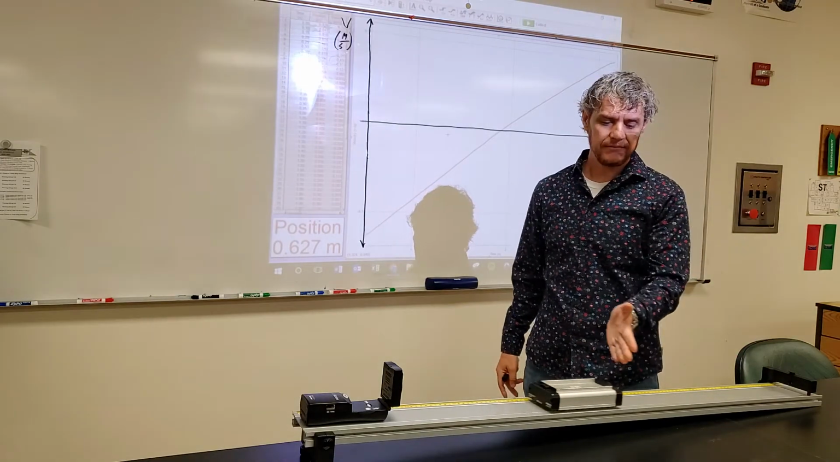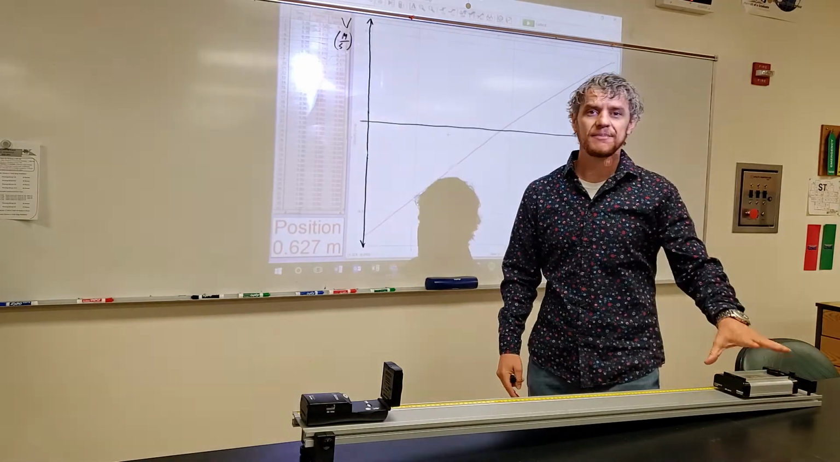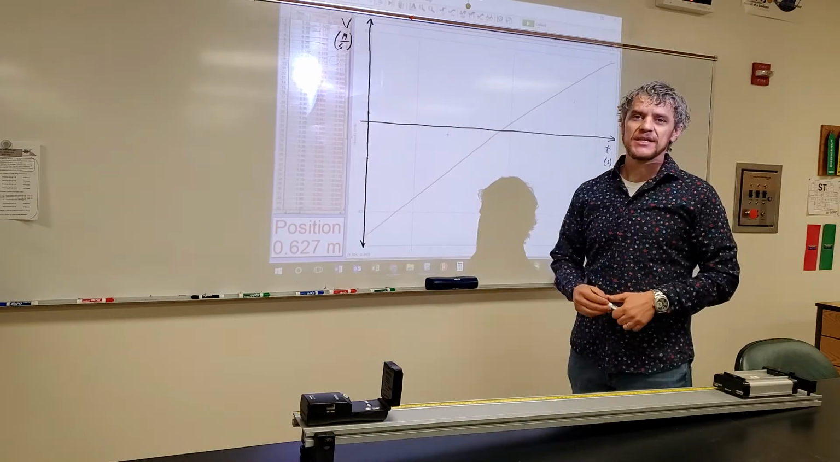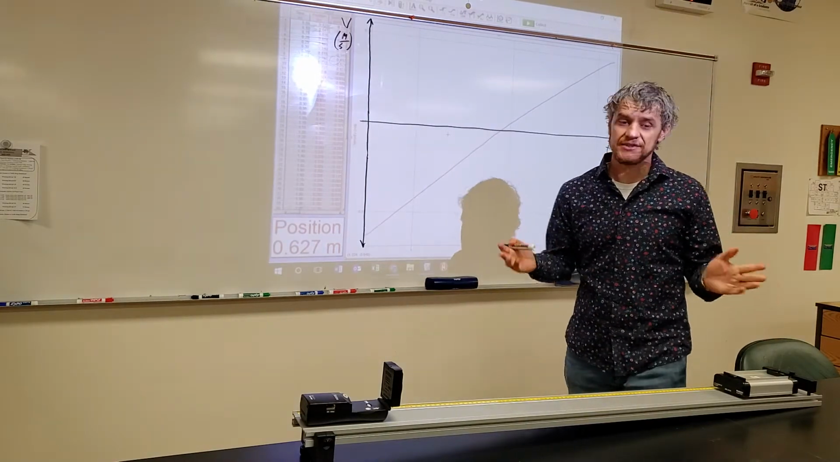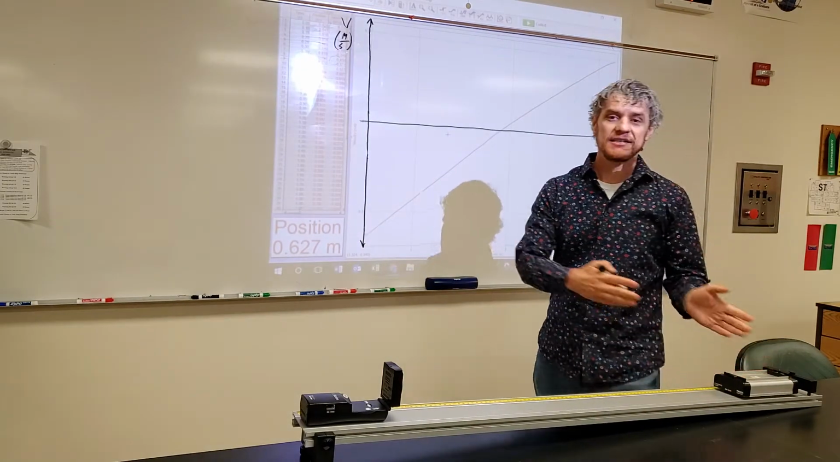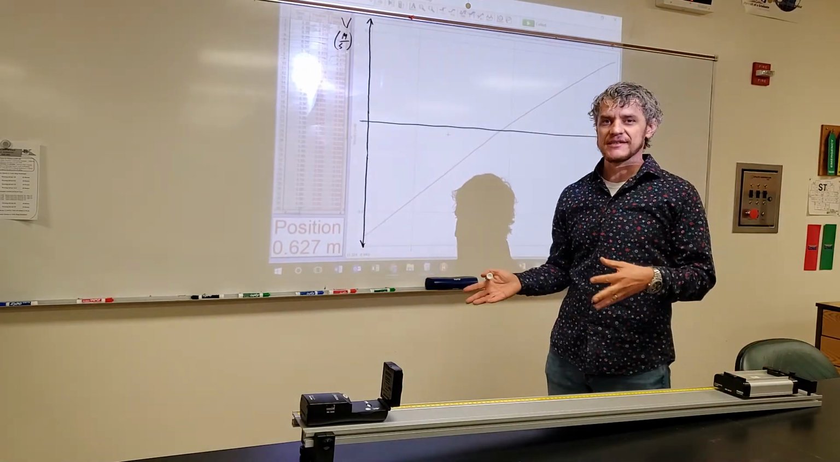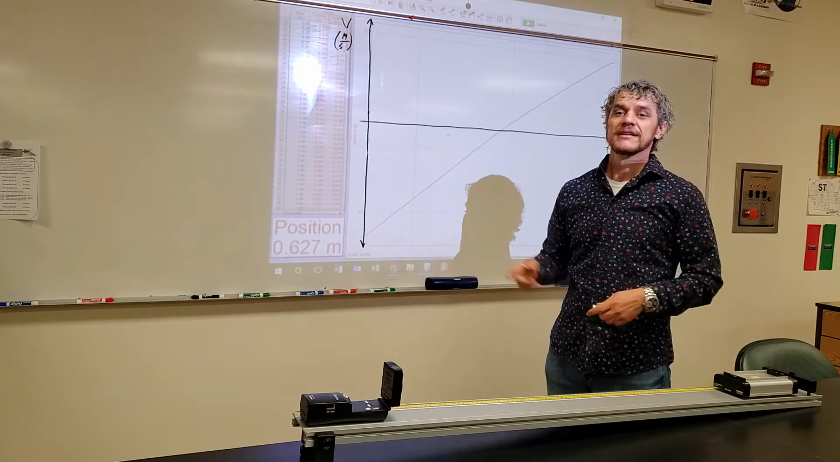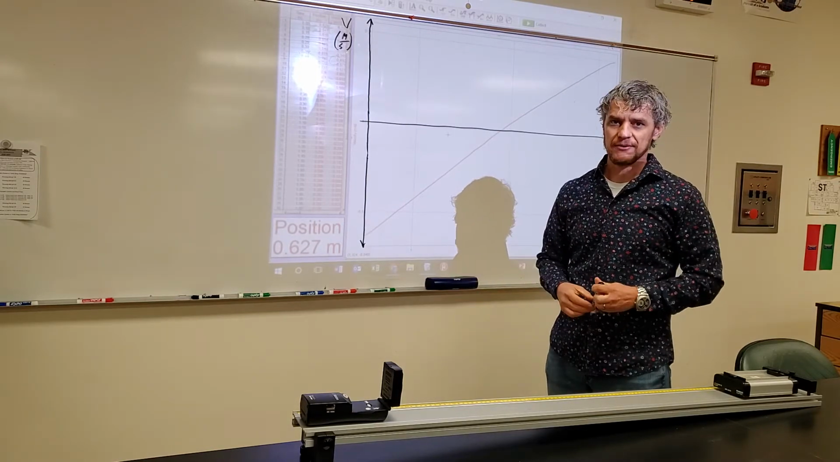If the car goes up and then it comes back and ends up at its starting point, that is a displacement of 0 meters. The distance traveled would be the distance up plus the distance down. So the distance traveled is not 0. Remember, distance is the scalar, we don't care about direction. Displacement is the vector, we definitely do care about direction.